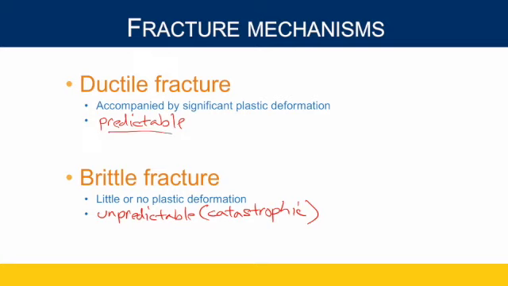So we typically want to see predictable fracture mechanisms because we can see them before and address them before they occur, whereas with brittle, we have no warning, and the material can fail, typically catastrophically, at any time. Okay, so we have to keep that in mind when we design devices.